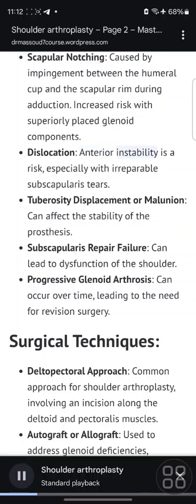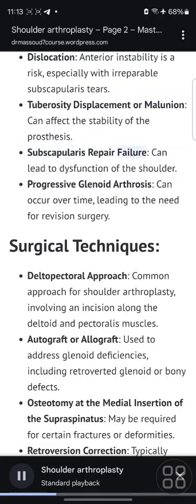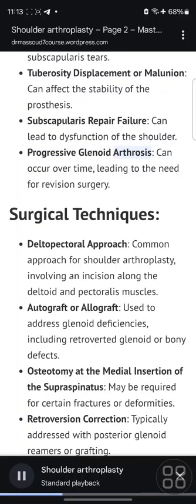Dislocation. Anterior instability is a risk, especially with irreparable subscapularis tears. Tuberosity displacement or malunion can affect the stability of the prosthesis. Subscapularis repair failure can lead to dysfunction of the shoulder. Progressive glenoid arthrosis can occur over time, leading to the need for revision surgery.